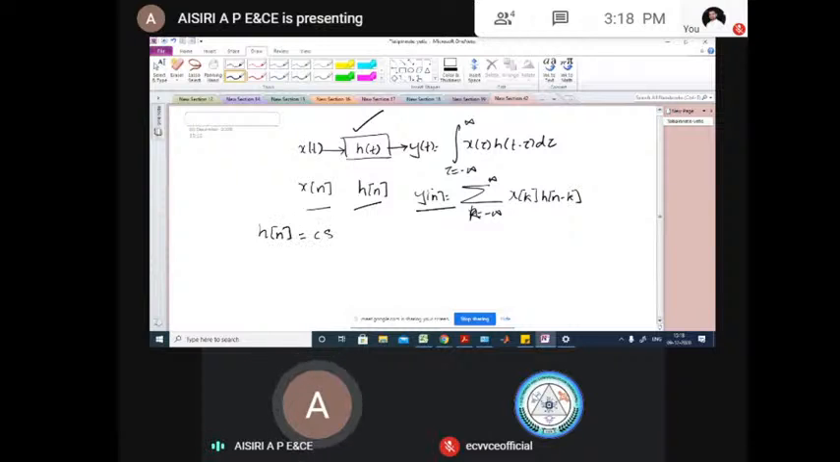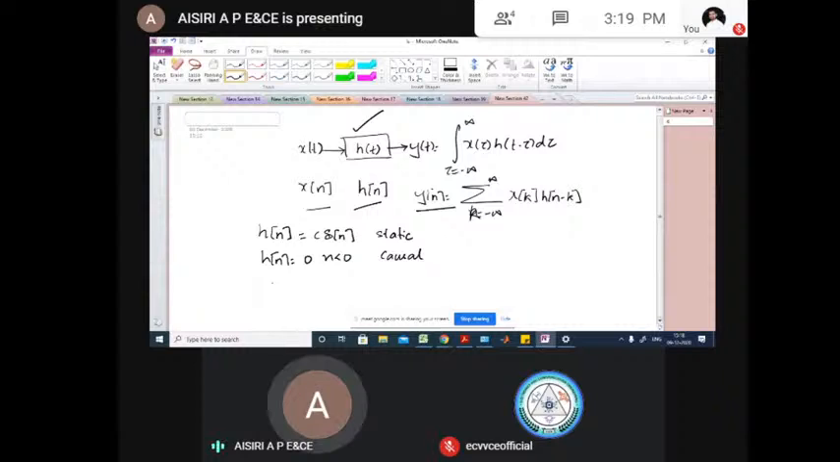That is, if h of n is of the form c into delta of n, then the system is said to be static. If h of n is equal to 0 for n less than 0, then it is said to be causal. The same conditions can be obtained for continuous time systems. If the sum of the absolute value of h of n is less than infinity, that is, if h of n is absolutely summable, the system is said to be stable. And if h of n convolved with h inverse of n is equal to delta of n, where h of n represents the impulse response of the first system and h inverse of n represents the impulse response of the second system, then system 1 is invertible.